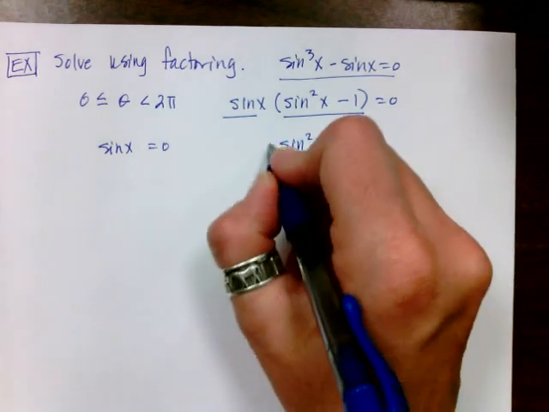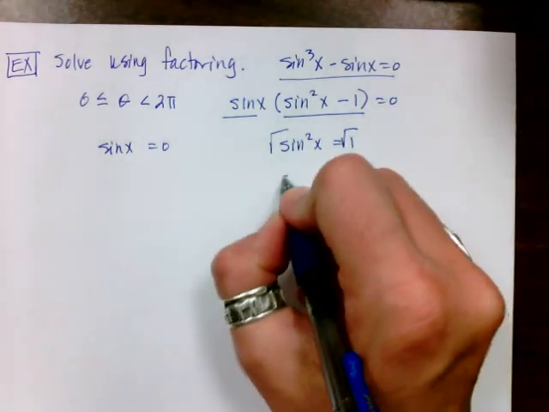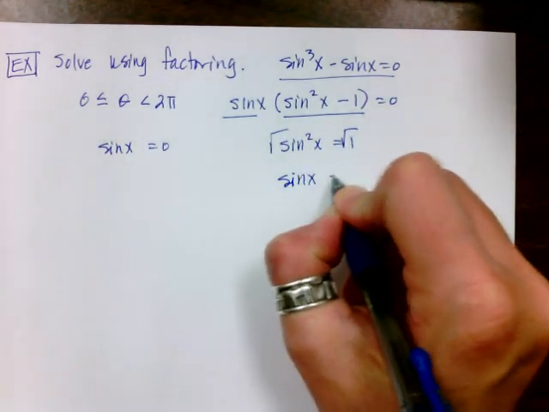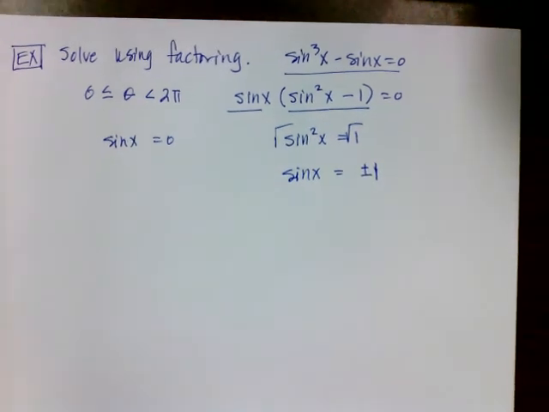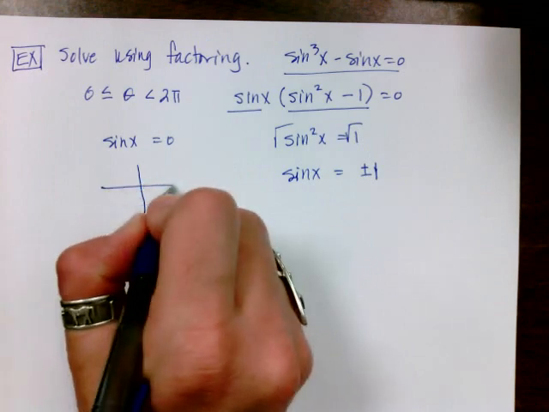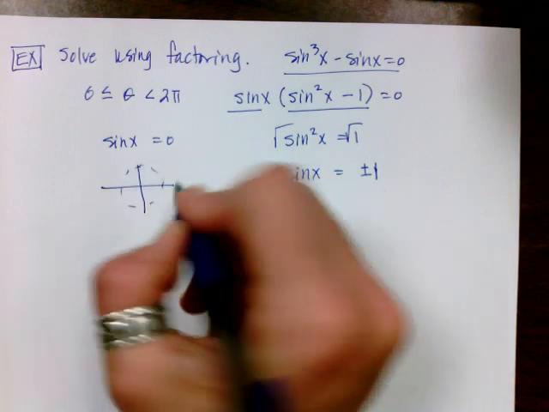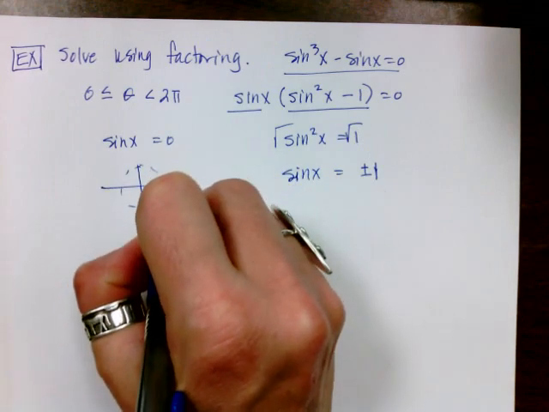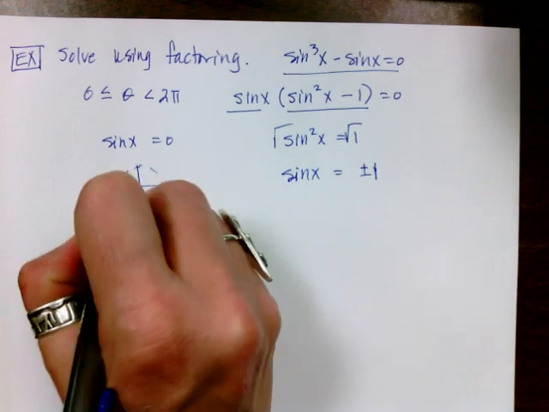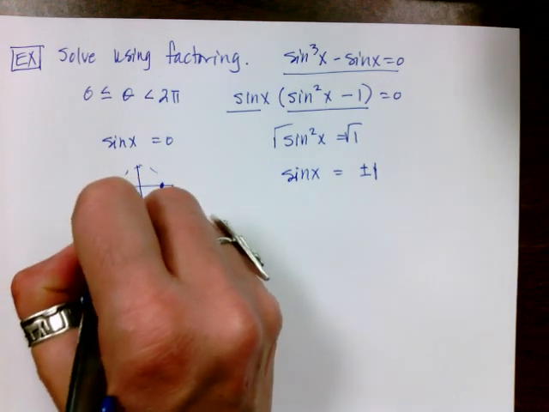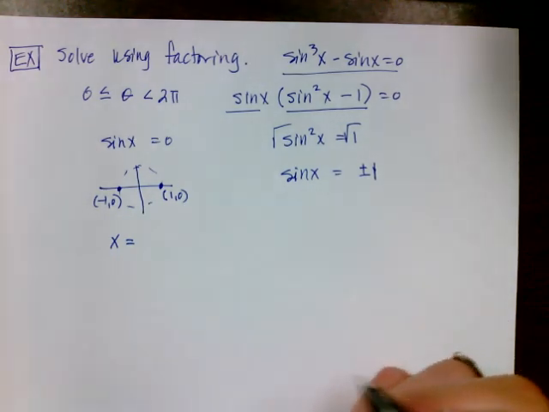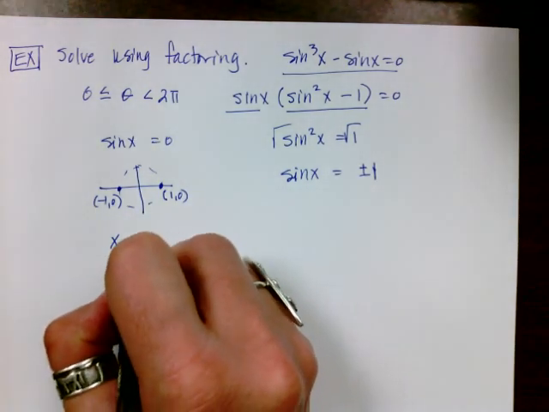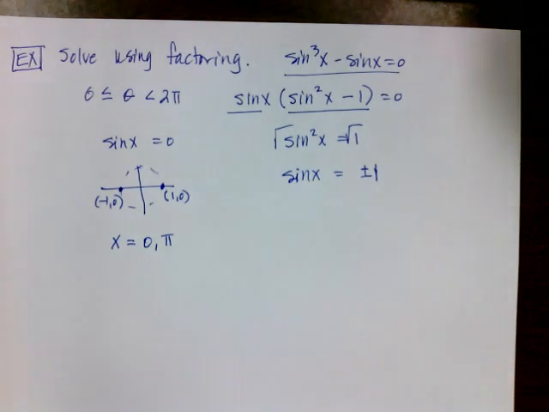This one, I need to take the square root of both sides, and I get the sine of x is equal to plus or minus 1. Alrighty, so now I'm going to do my unit circle for this one. Sine is 0 over here, so this is the point (1, 0), and this is the point (-1, 0). So from this particular factoring baby equation, I get that x is equal to 0 and pi.